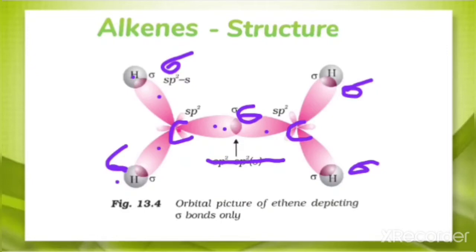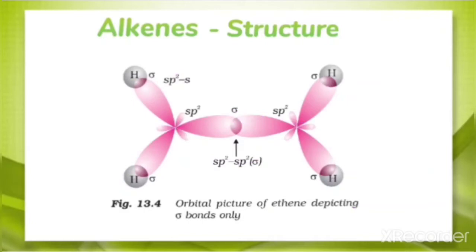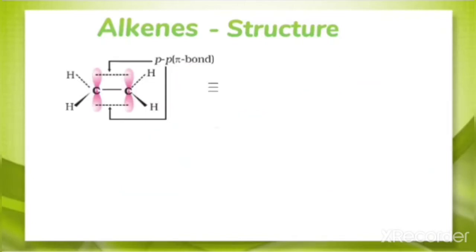So this picture is showing the sigma bonds only, but we have learnt that if there is a double bond, one is sigma and one is pi. The pi bond we can discuss through this picture. In this, the 4 hydrogen forming sigma bonds with the carbon are what we have made here.